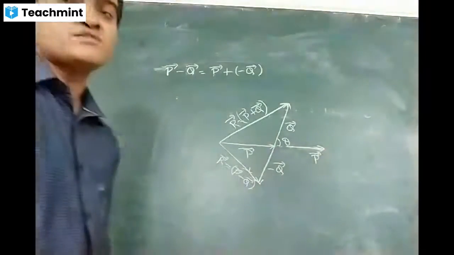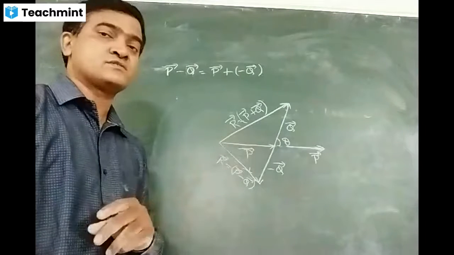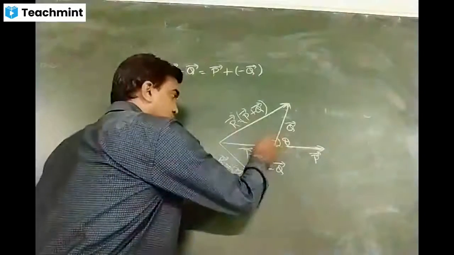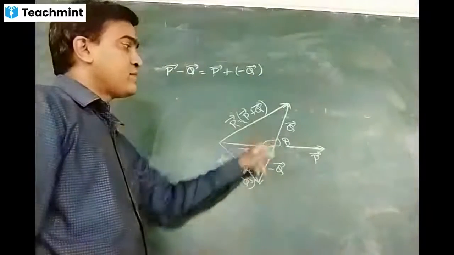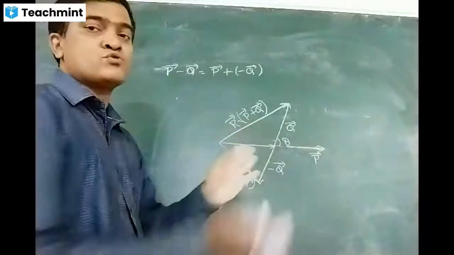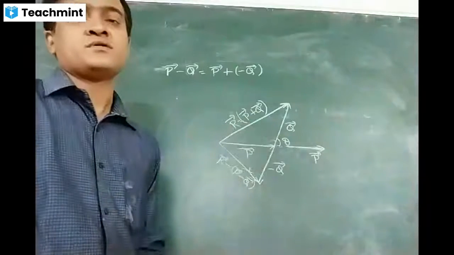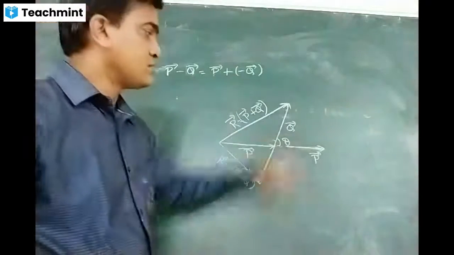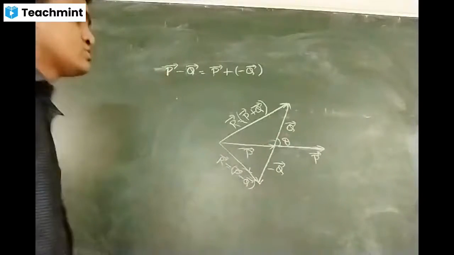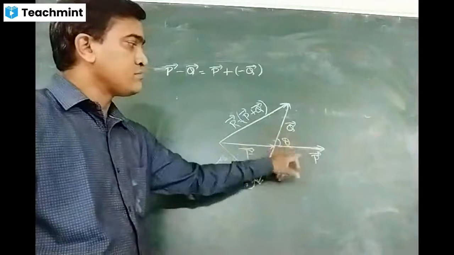Now, can I take this angle as theta? Angle is always measured between two tails. I cannot measure the angle here. I have to measure the angle only when the two tails are joined. At that point, we take the angle theta. So this is theta. What is the angle between p bar and q bar now?